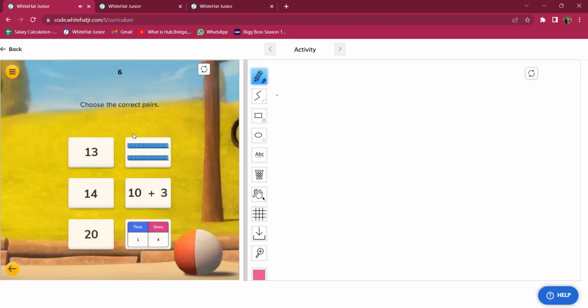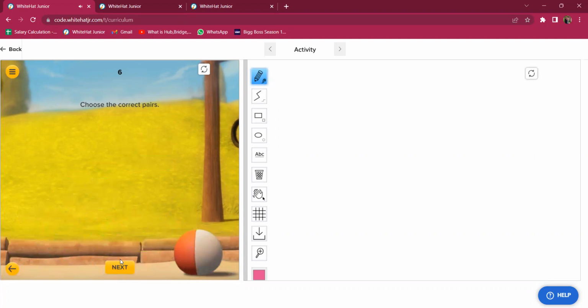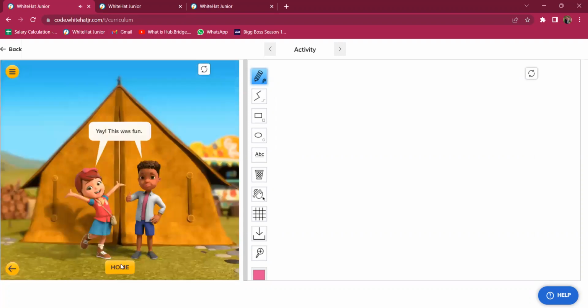Okay. Here choose the correct pair. So here we have 13. So 10 plus 3 will be 13. This is the expanded form, right? So two rods, that is 10 plus 10, two rods 20, and then 14 written as 1 at the 10 space. Click on that and go to the next question.